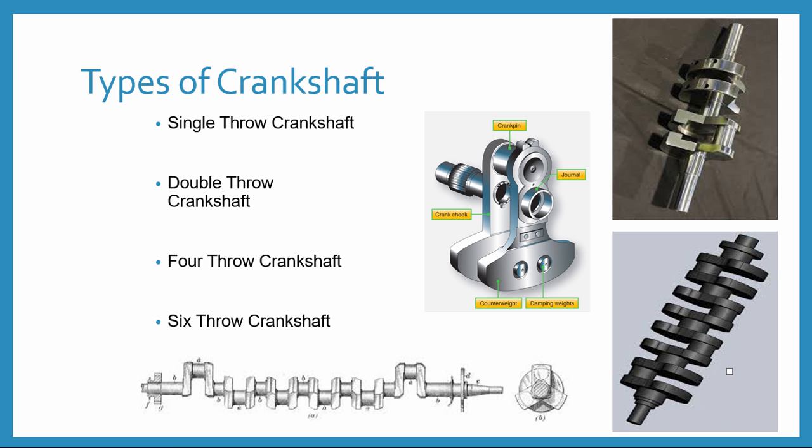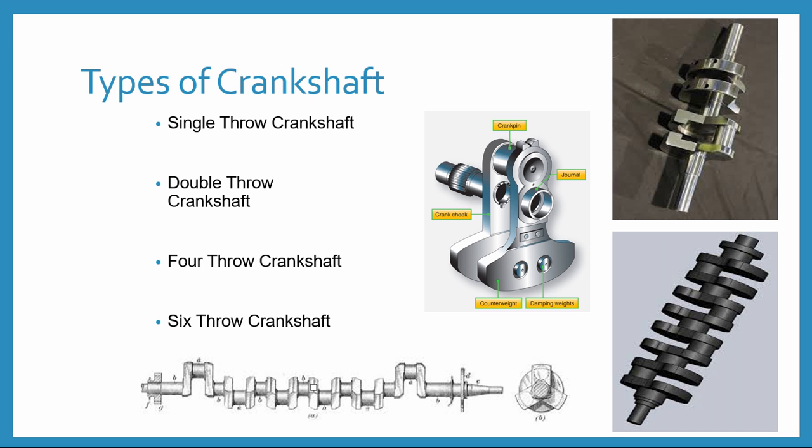When we are talking about the single cylinder engine, that means it has a single throw crankshaft. When we are talking about the double cylinder engine, we are talking about the double throw crankshaft. When we are talking about the 4 cylinder engine, it has the 4 throw crankshaft. And when we are talking about the 6 cylinder engine, that means it has a 6 throw crankshaft. So these are the basic types of the crankshaft.